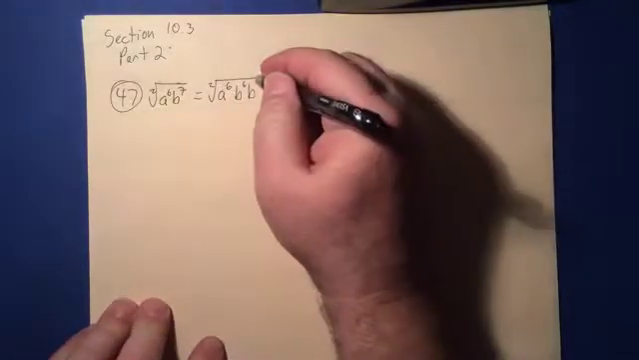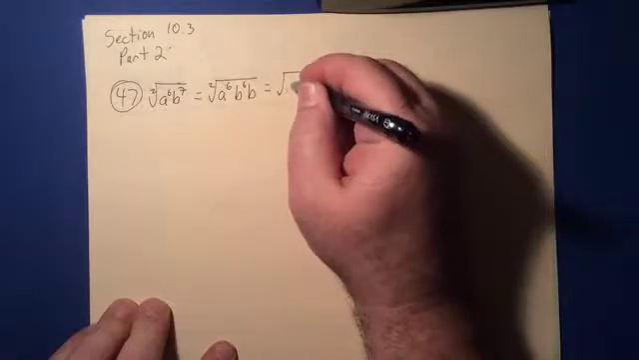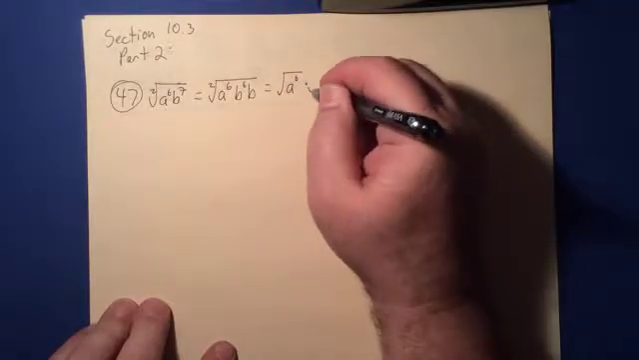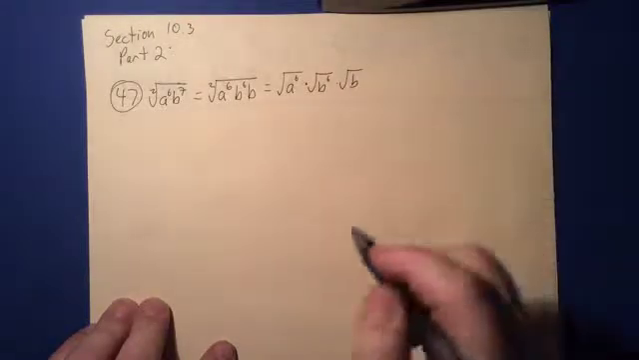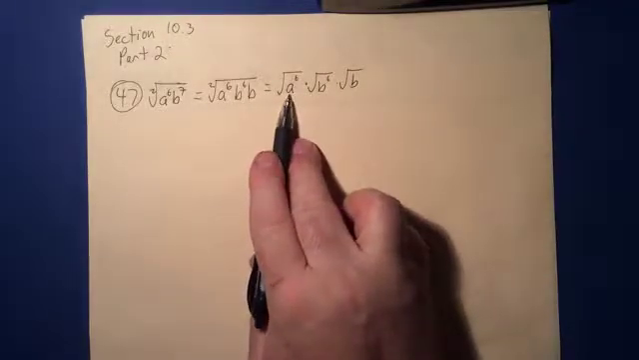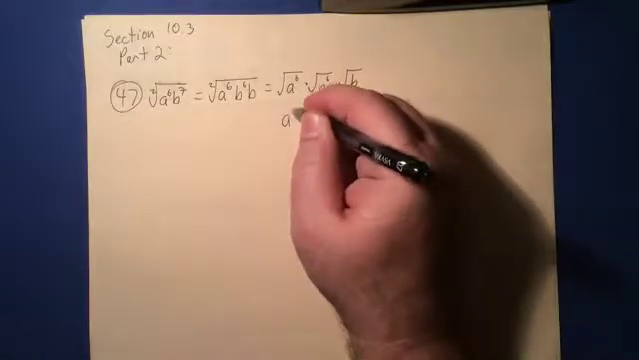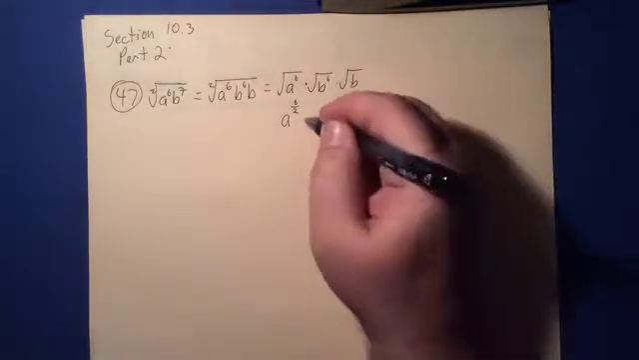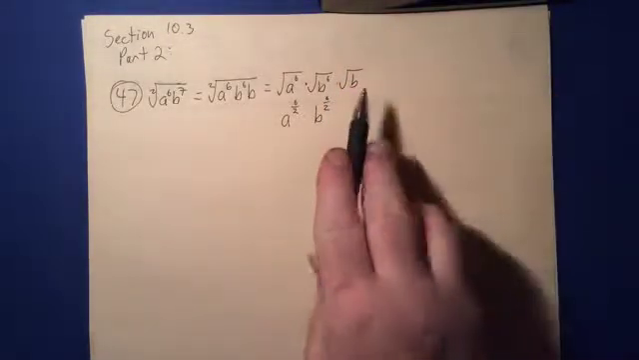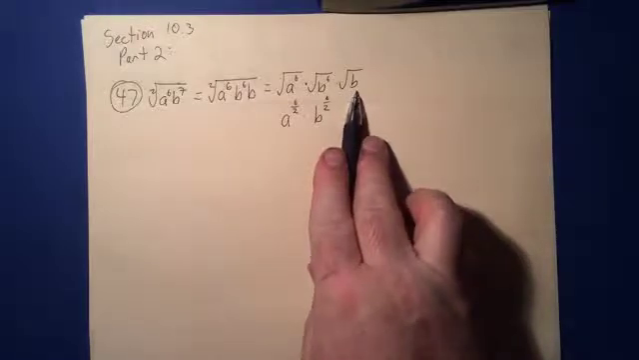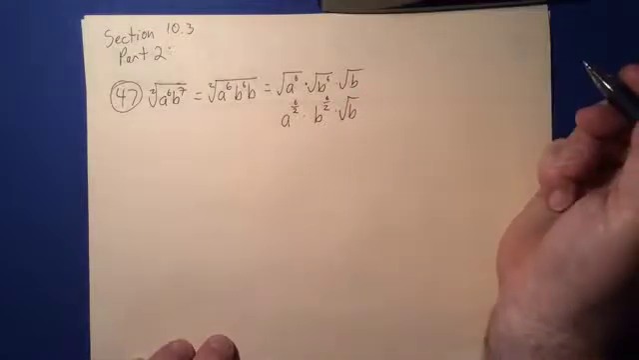So now I'm going to rewrite this as the square root of a to the 6th times the square root of b to the 6th times the square root of b. I know because it's a square root, I can write this with a rational exponent as a to the 6th divided by 2. For b to the 6th, I can write this as b to the 6th divided by 2. And because this is only 1, I'm not going to be able to simplify this any further, so that's going to remain the square root of b.